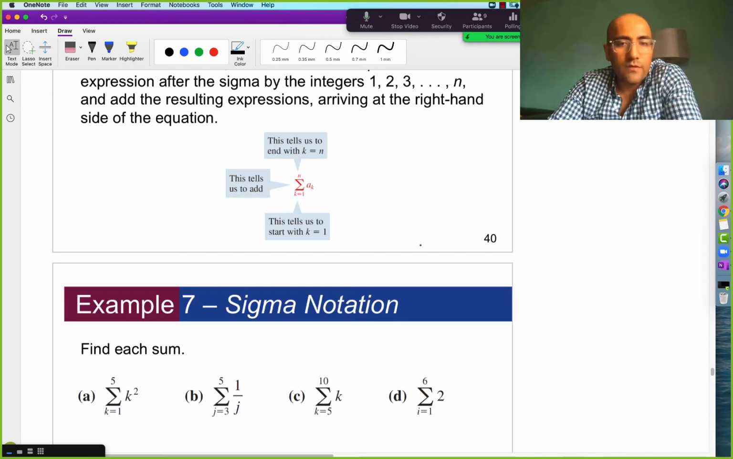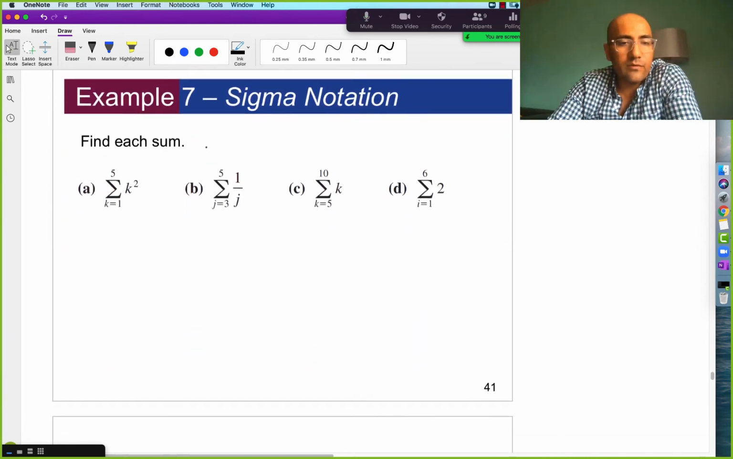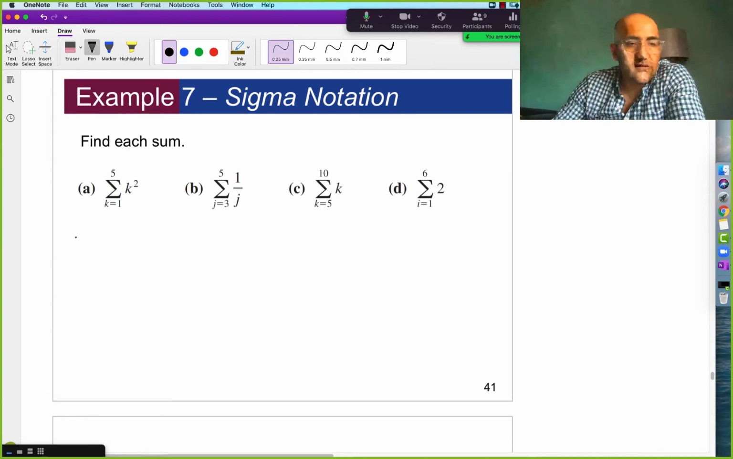Okay, so here are some easy examples. Find each sum, and so just expanding these. For part A, we want to get 1 squared plus 2 squared plus 3 squared plus 4 squared plus 5 squared, right? That's what this is. And I know to stop there because this tells me to stop when it equals 5.